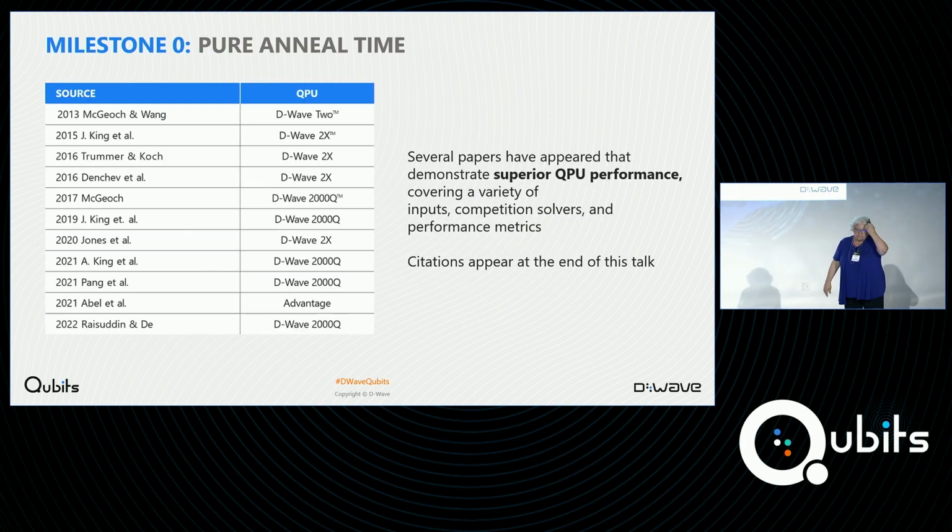In terms of milestone 0, I'm actually going to skip that part because there are plenty of papers in the literature that basically do that. They measure computation time, they measure solution quality, a bunch of different specific metrics and different approaches, but there are a lot of papers that say the quantum processors outperform the classical competition as we measured it.